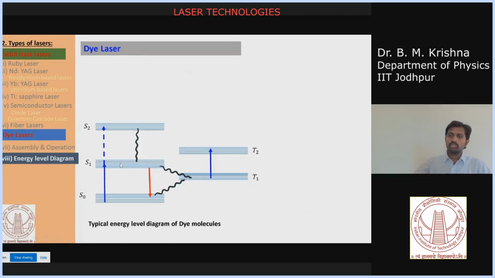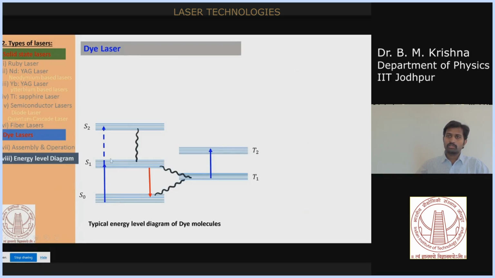Okay, so now the dye laser uses an organic molecule. Their energy levels look like this. So this is a typical energy level diagram of the dye molecules. You have singlet states and you have triplet states. So now you have singlet absorption S0 to S1, where S0, the lower level, is the ground state for the system. Now you excite with your pump.